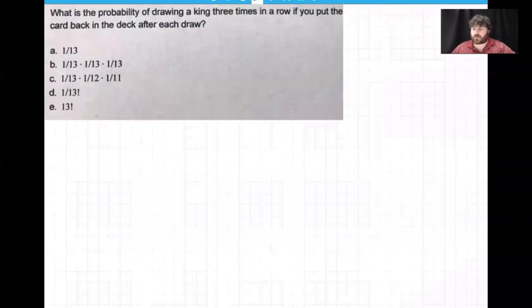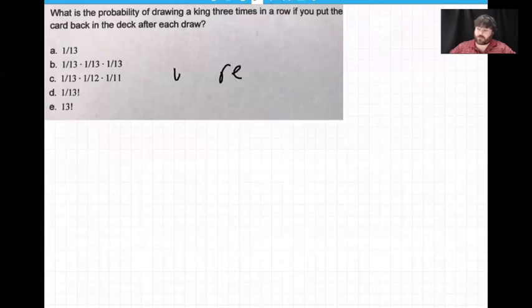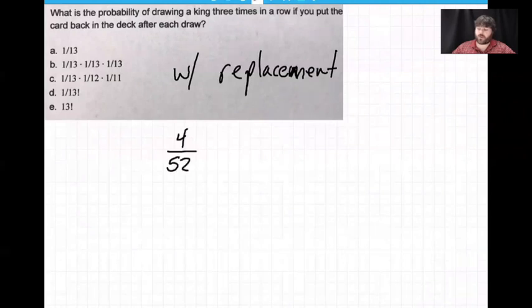All right, what is the probability of drawing a king 3 times in a row if you put the card back in the deck after each draw? All right, so we're replacing here. We're doing it with replacement, which means my bottom number will not change. So how many ways are there to draw a king? There's 4 kings out of 52. Remember that simplifies to 1/13. That's the probability of drawing a king. Now if I put it back in, the probability doesn't change.